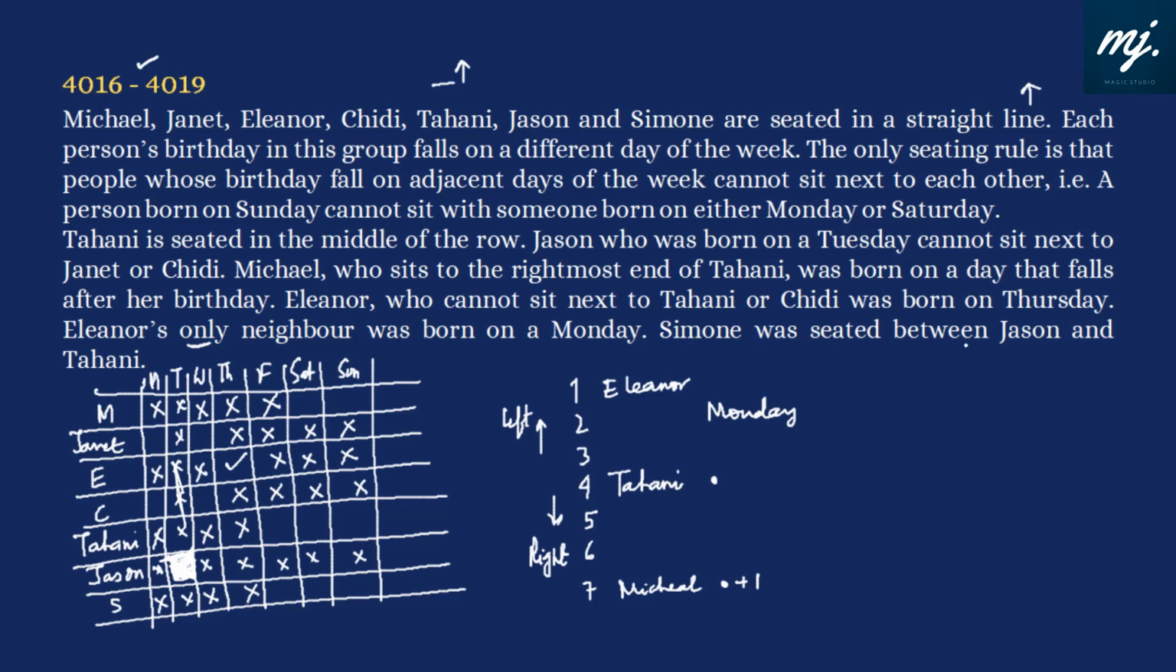Okay, Simon was seated between Jason and Tahani. Tahani is here, so at the 6th position we can have Jason, and then Simon is at the 5th position. Now if we go back again, who can't sit together? Jason cannot sit next to Janet or Chidi. Obviously Jason is here.